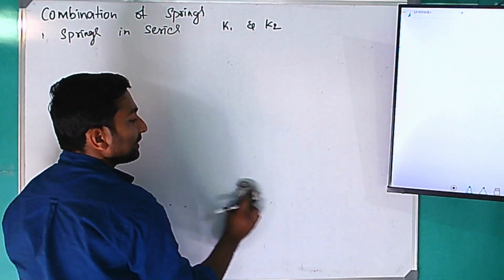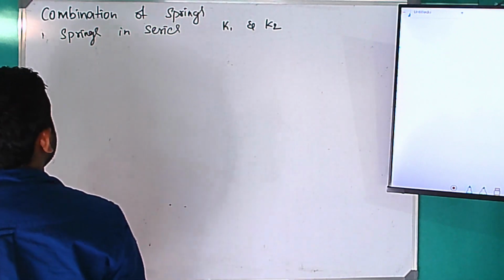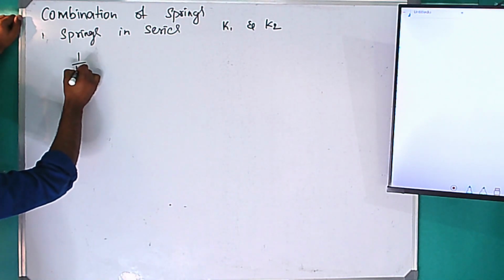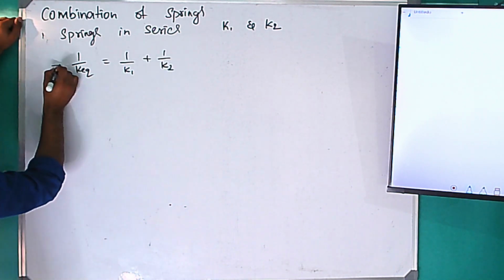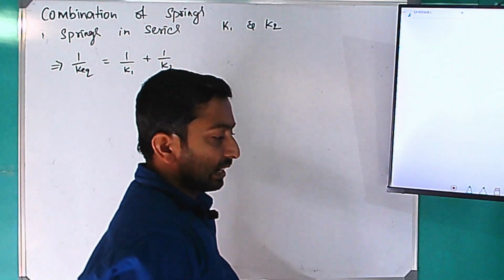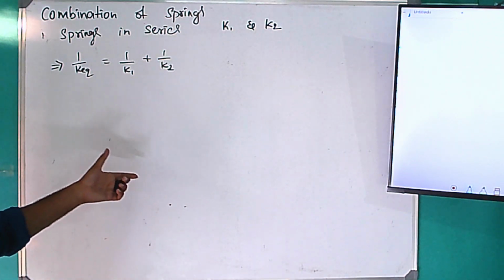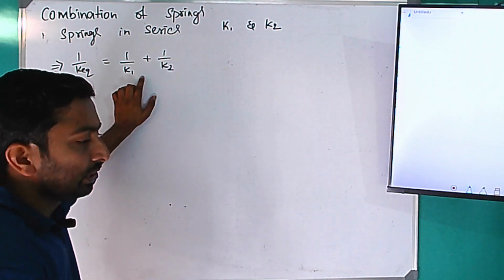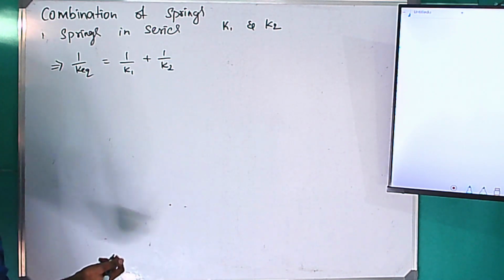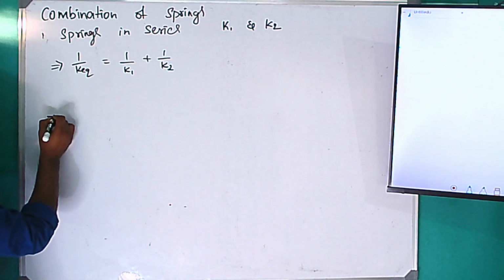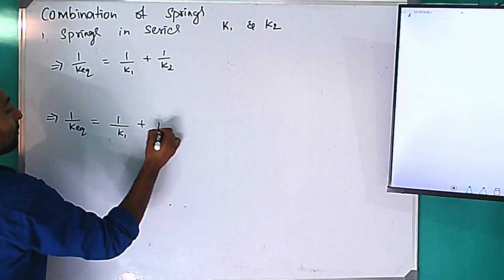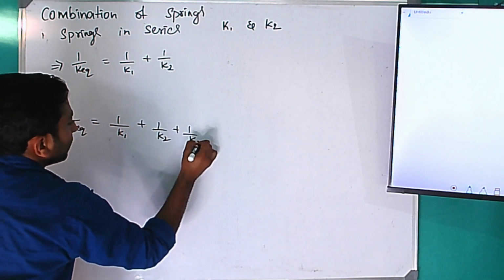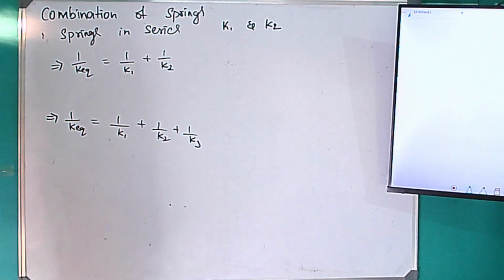When two springs are connected in series, the net equivalent spring constant is given by 1 by K equivalent is equal to 1 by K1 plus 1 by K2. So this is when two springs are connected in series. If you want the derivation, look at it once, but do not worry about that one; the final equation becomes important when you are solving objective questions. Suppose 3 springs were connected in series, then 1 by K equivalent is equal to 1 by K1 plus 1 by K2 plus 1 by K3. So this is a new spring constant. That is what the equivalent spring constant becomes.